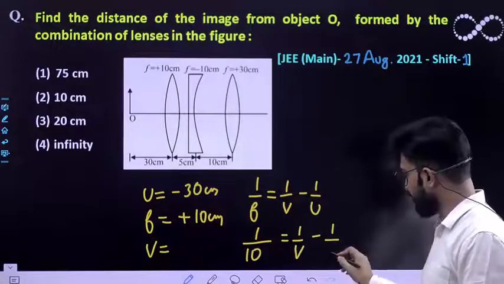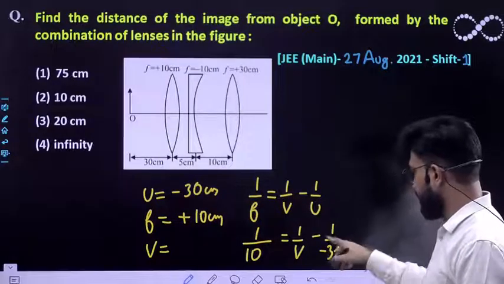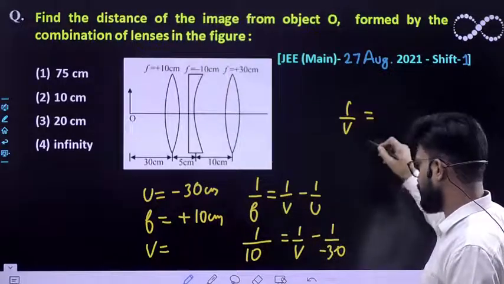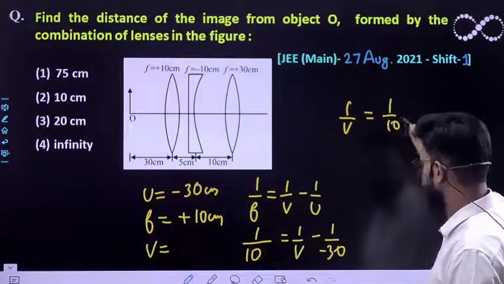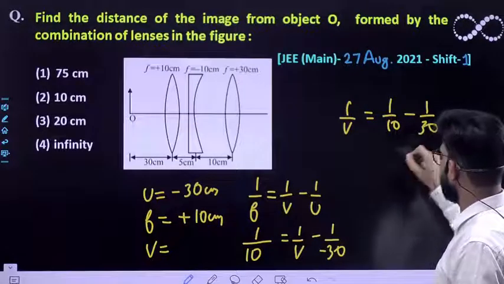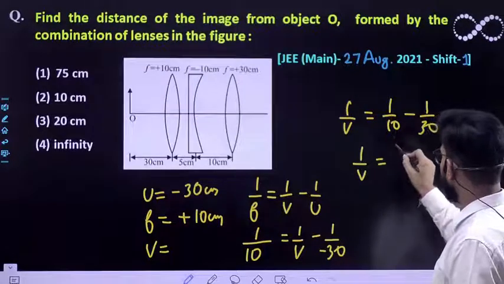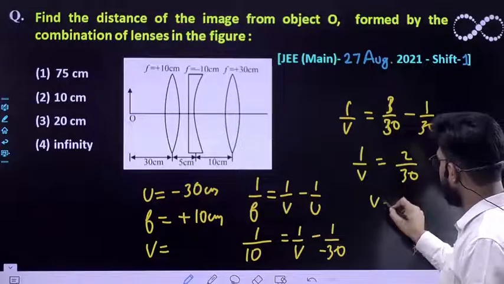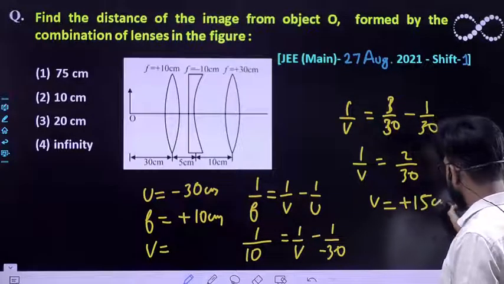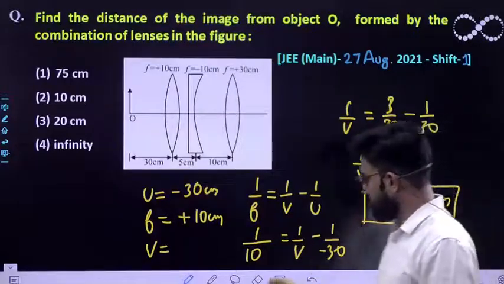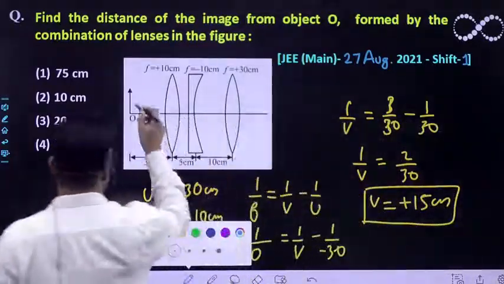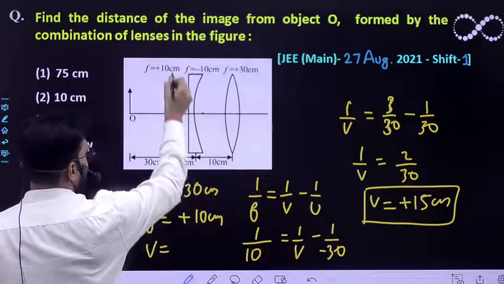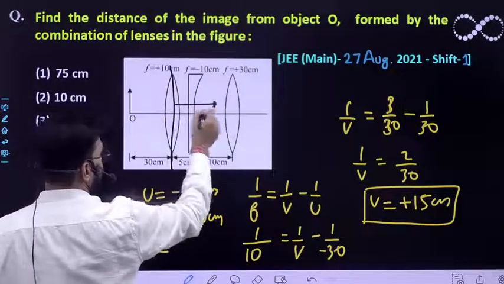What is u over here? Minus 30. Minus minus plus, so you'll be getting 1 upon v is equal to 1 upon 10 minus 1 upon 30. So v comes out to be 2 by 30 and v comes out to be plus 15 centimeter. So that means this lens is about to form an image at a distance of 15 centimeter from this point.